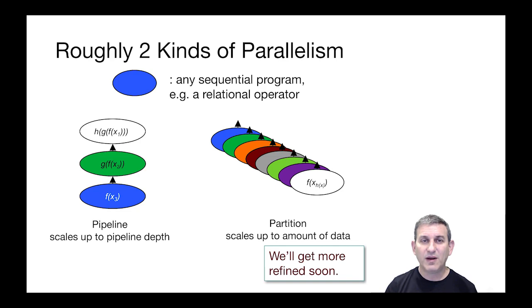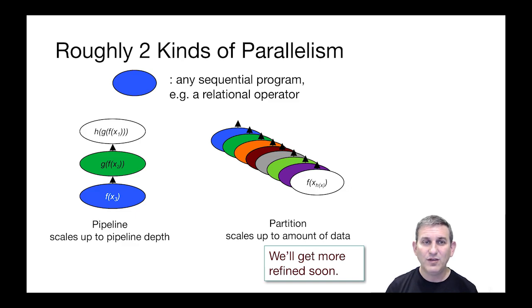Generally speaking, when we talk about parallelism, there's kind of two categories of parallelism to exploit. So if we take one of these ovals to be any sequential program, like for example a relational operator like select or join, pipeline parallelism, which is shown here on the left, is to allow multiple stages of nested functions to run at once. So you can see the bottommost blob on the left, which is blue, is f. It's the function f, and it's running on some x3. And then one level up from it is a green bubble, which is running g over the results of a previous computation. So this is g over f of the previous object, which is x2.